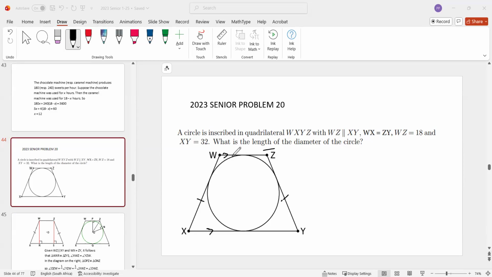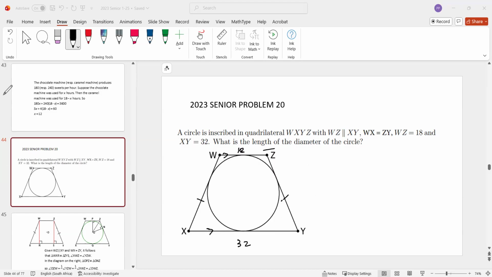And WZ is 18. So this line there is 18. And XY at the bottom is 32. This entire line is 32. So you're given that this is 18, this is 32, these two are equal, and you've got a circle which is inside this. And the question is, what is the length of the diameter of the circle?